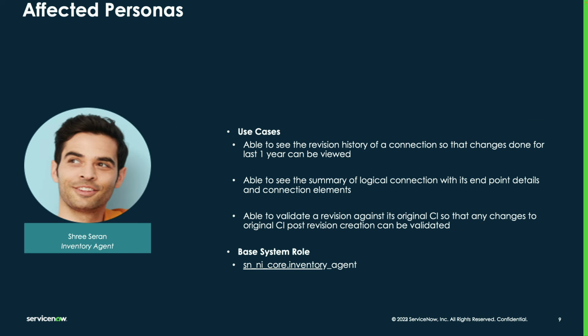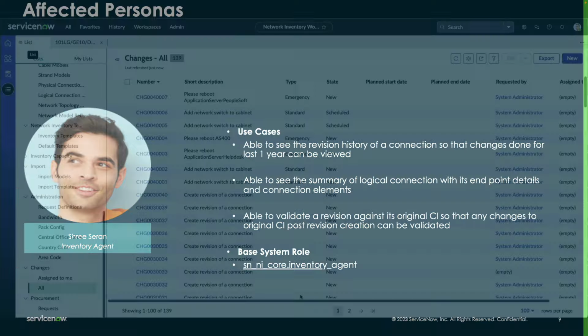So let's take a look at the persona associated with this. Again, this is the inventory agent. This is the person who's going to be able to see the revision history of a connection. They're going to be the ones to see the summary of the logical connections and take a look at that circuit layout record that gives the definition of the terminating points, so the actual port positions where those circuits are terminating. And then also the ability to validate a revision against its original to make sure that no unplanned changes had been already made.